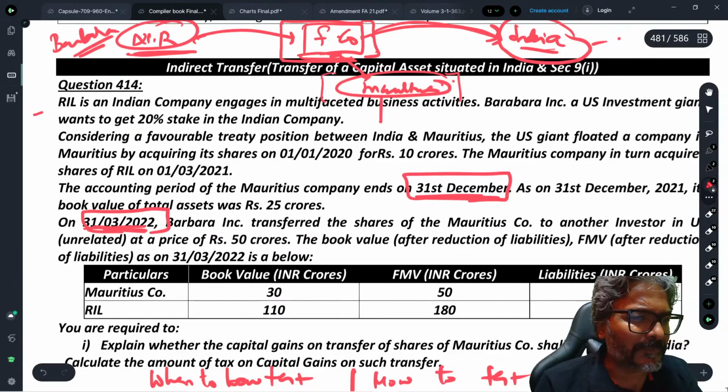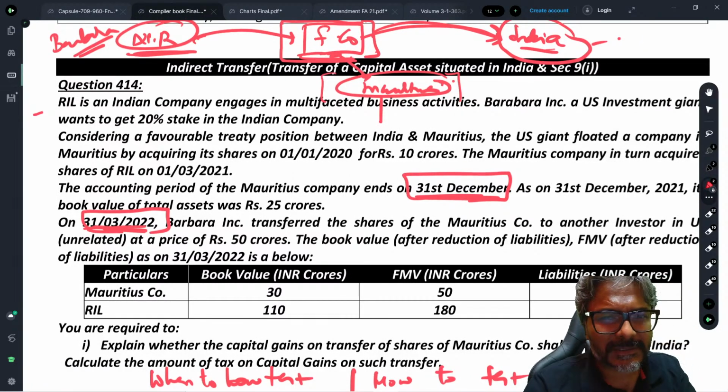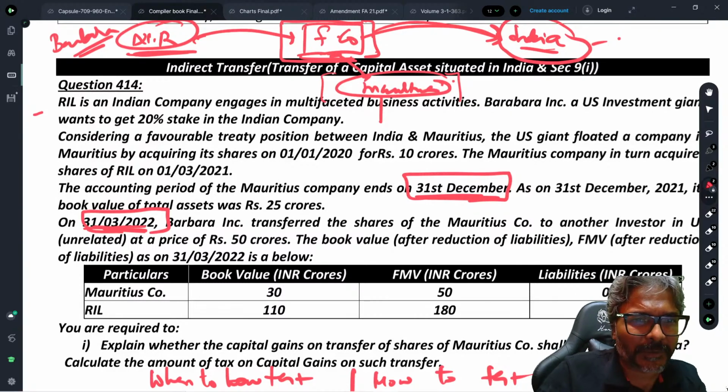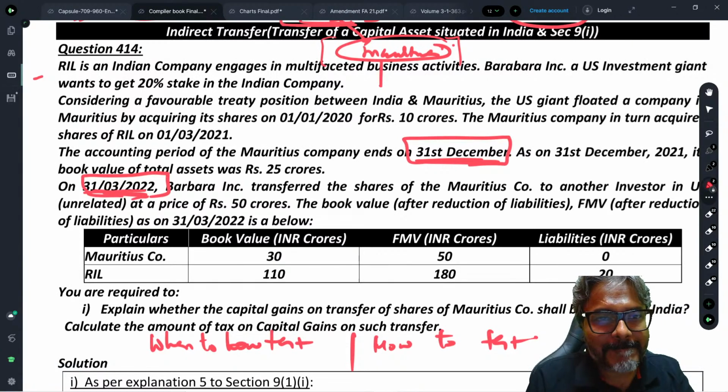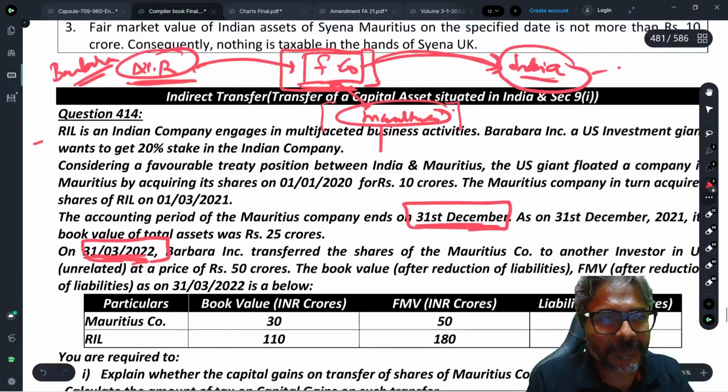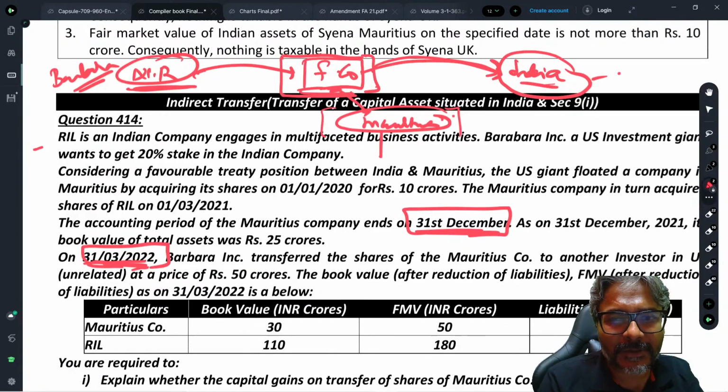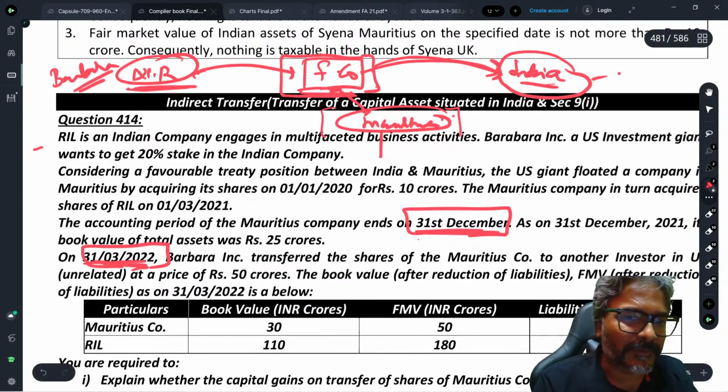Mohit, I will be taking the slump sale, but a bit later on. So let me first finish off this one. So students, this 31st of March 2022. 31st of March is the date of transfer, and the last date of the accounting period preceding the date of transfer is 31st of December.